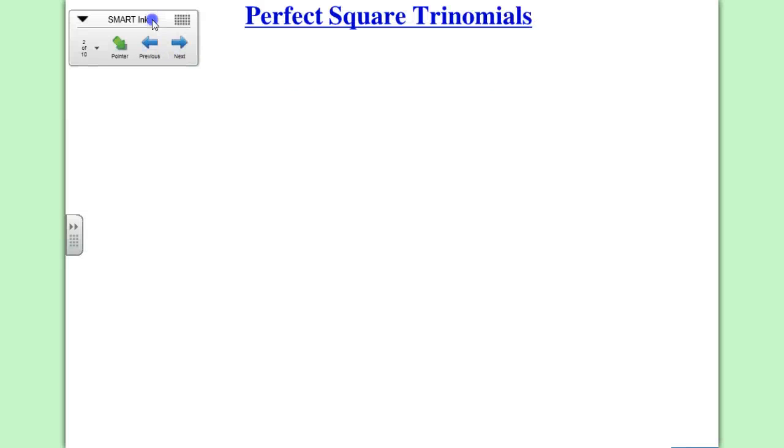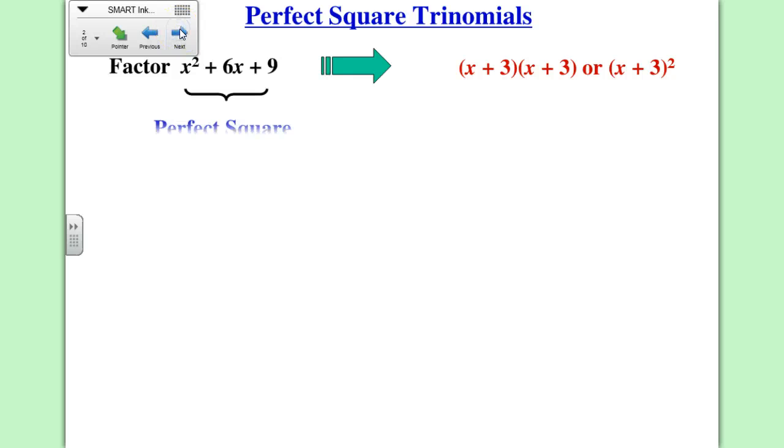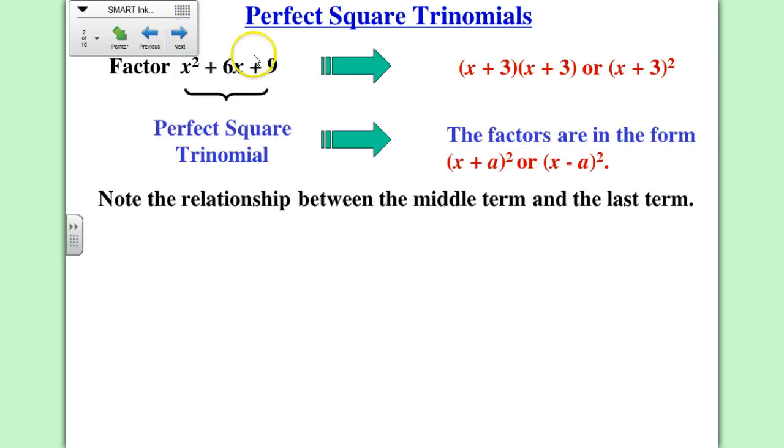So the first thing you need to remember, and this is good review from what we talked about before: in Math 10, we talked about perfect square trinomials. If you went to factor x squared plus 6x plus 9, that would be x plus 3 times x plus 3, or x plus 3 squared. In general, a perfect square trinomial means that the factors are of the form either x plus a squared or x minus a squared. And we're only going to have plain x's right there, no 2x or anything.